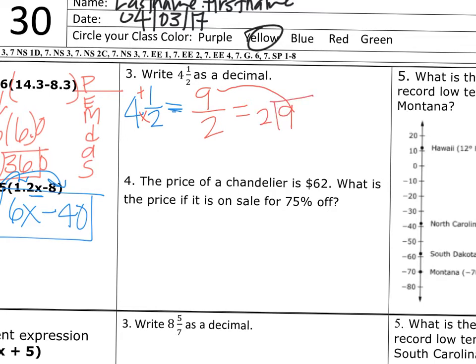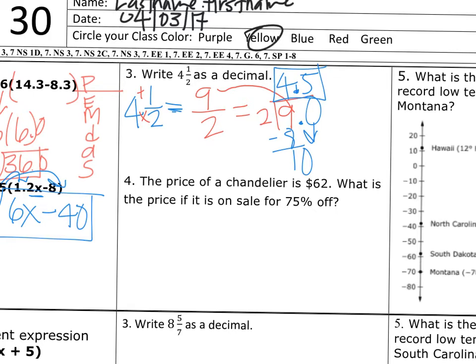Draw your fraction out, and now you can divide. 2 goes into 9 4 times. 4 times 2 is 8. 9 minus 8 is 1. Can 2 go into 1? No, so you have to write your decimal, bring the 0 down. Can 2 go into 10? Yes, and that's 4.5.